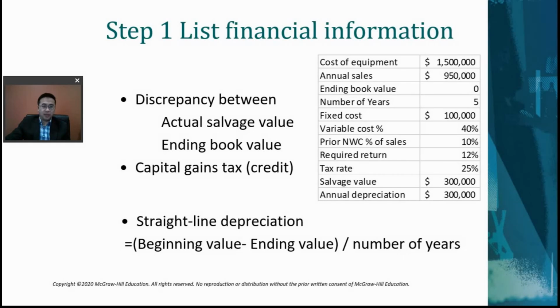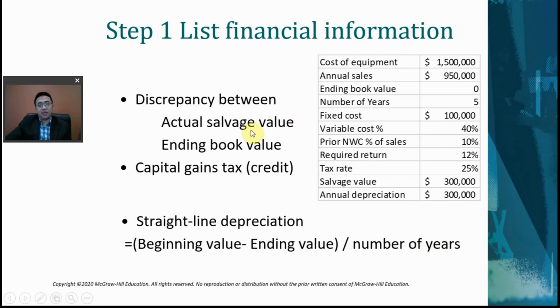So here is the first step you're going to do. Usually in a capital budgeting project, you need to list all the information provided to you. For example, cost of equipment, annual sales, ending book value, and so on and so forth. And based on the cost of equipment, ending book value, and number of years, you can calculate the depreciation expense on an annual basis. That's $300,000. You're going to use the beginning value of 1.5 million minus the ending value of 0, divided by the number of years. So 1.5 million minus 0, divided by 5, so it's 300,000.